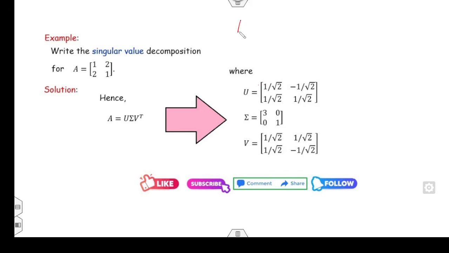Finally, again, if you want to check your answer in the examination, what you can do? You can multiply U, sigma and the V transpose and see whether the matrix A appears or not.